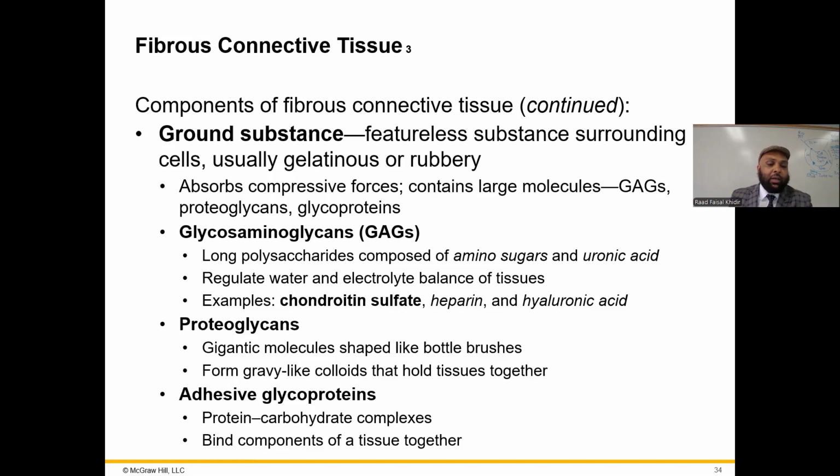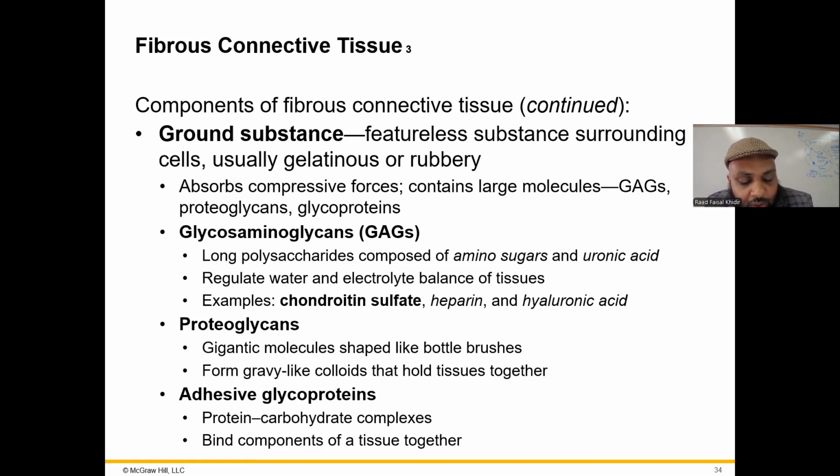There are glycosaminoglycans. Glycosaminoglycans are long polysaccharides composed of amino sugars and uronic acid. They regulate water and electrolyte balance of tissues, and examples would be chondroitin sulfate, heparin, and hyaluronic acid.